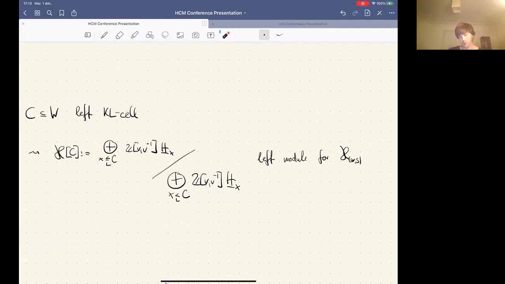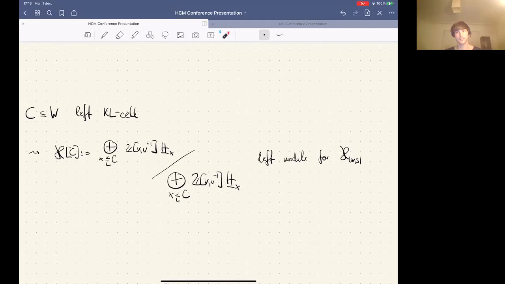So this will already be a left module for a Hecke algebra. But now we want to quotient out the span of all the elements that are smaller or equal than some element in the cell, but not contained in the cell. So this is what I denote here by X left smaller than C, actually. And it's immediately clear from the definition that by doing this, one gets a left module for our Hecke algebra.